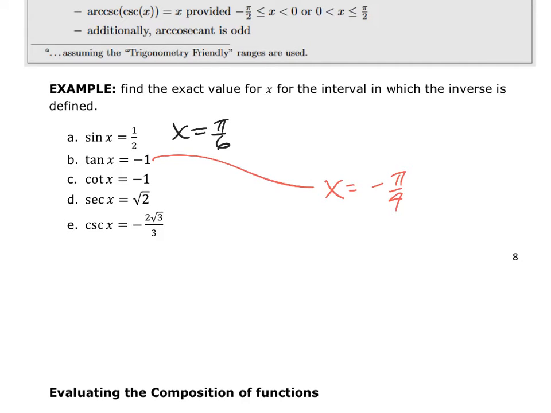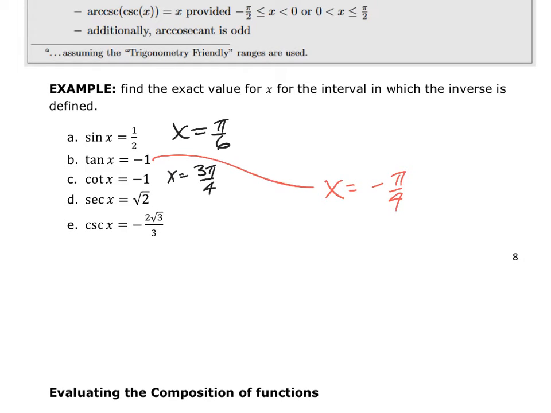Cotangent, where's cotangent inverse defined? Which quadrants? 0 and pi. Between 0 and pi, so quadrants 1 and 2. So in quadrants 1 and 2, what gives me the cotangent of negative 1? 3 pi over 4. So x is equal to 3 pi over 4 for that quadrant.